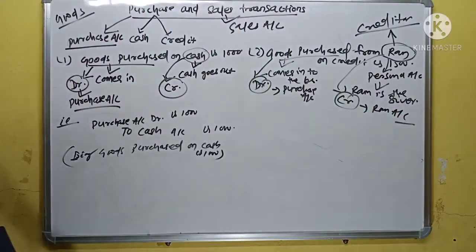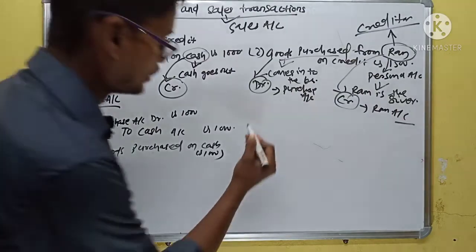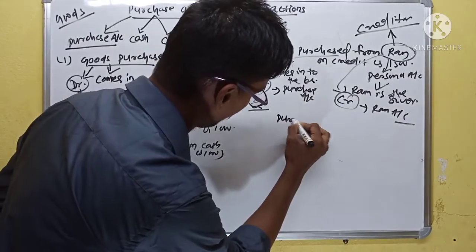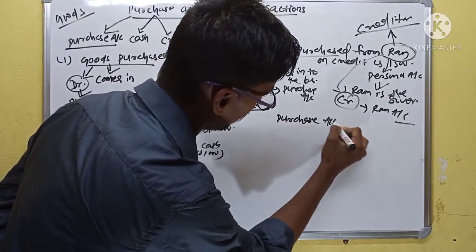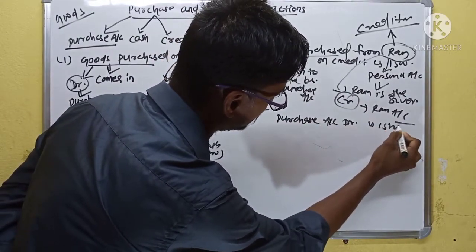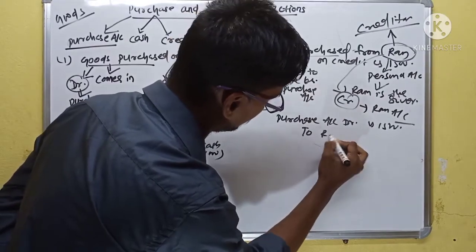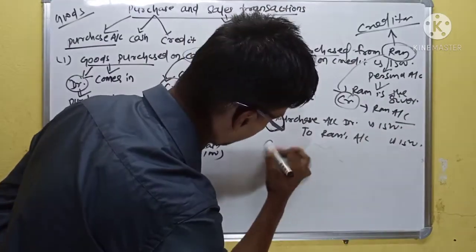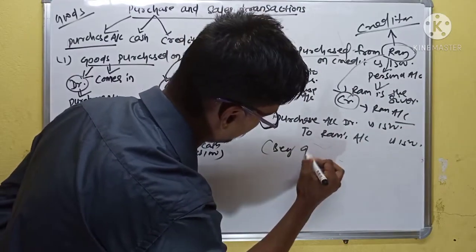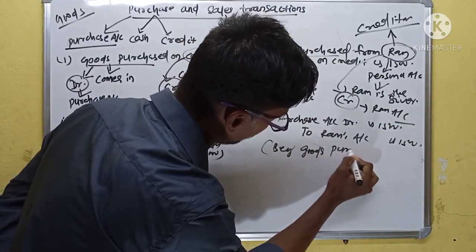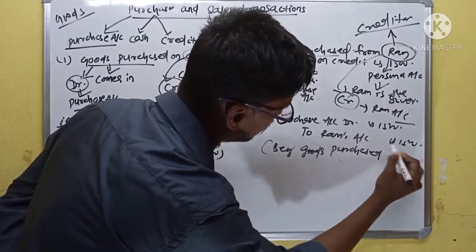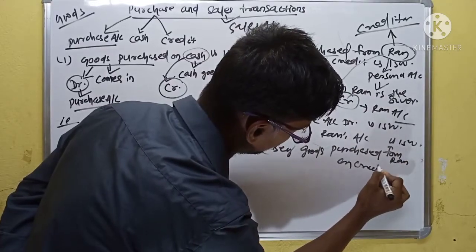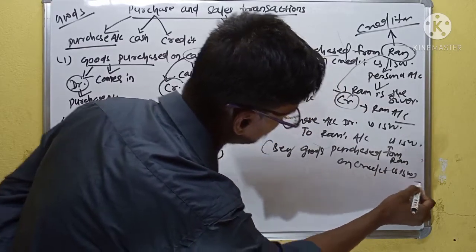Then the journal entry is: purchase account debit rupees 1500 to Ram's account rupees 1500, and put a narration, being goods purchased from Ram on credit rupees 1500.